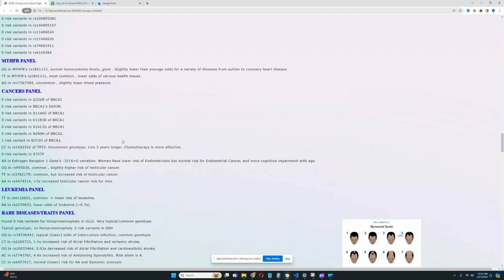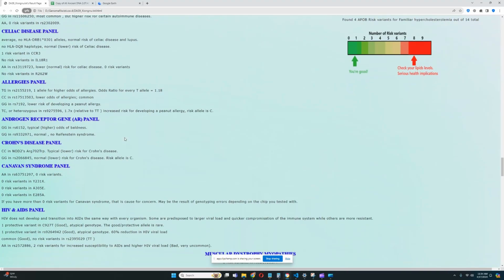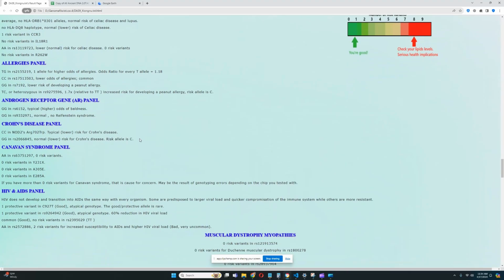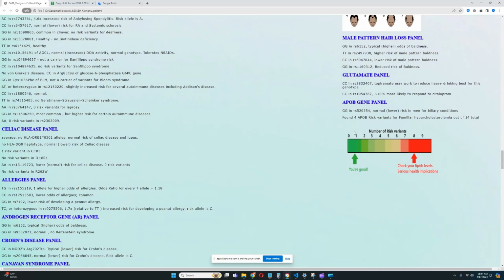We wanted to see Crohn's, so let's scroll down to Crohn's. Okay, so for Crohn's, he's got lower risk of Crohn's. Yes, so him scoring 9 risk variants for Crohn's, none of them are in the most important variations, so he's still good. For APOB gene panel, he's got 4 APOB risk variants for hypercholesteremia, right?